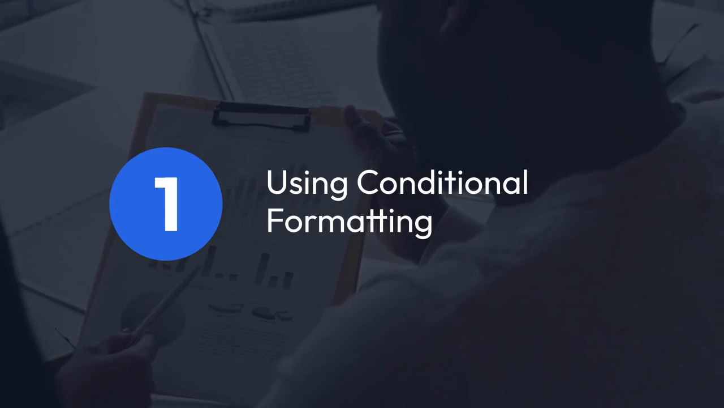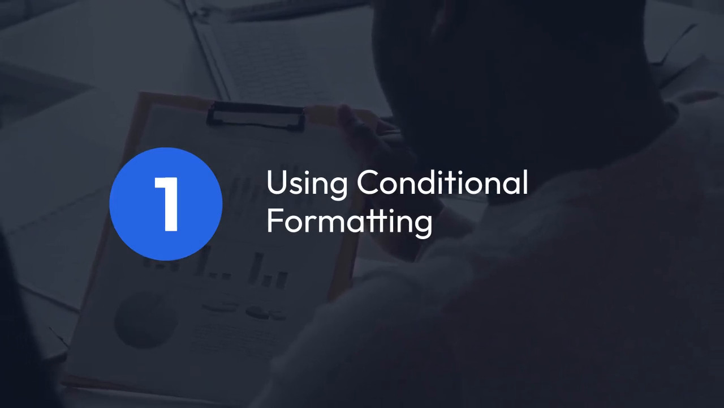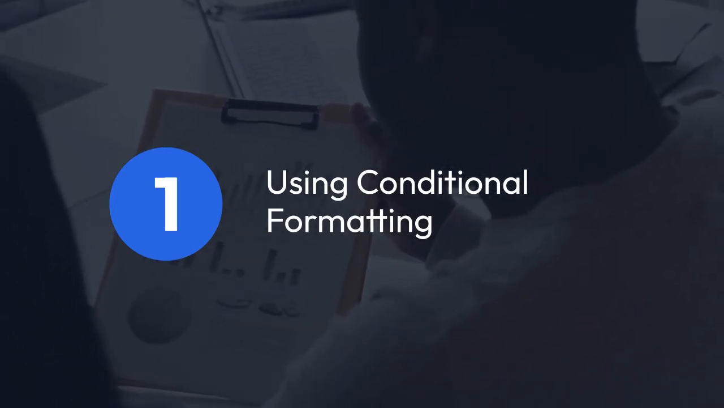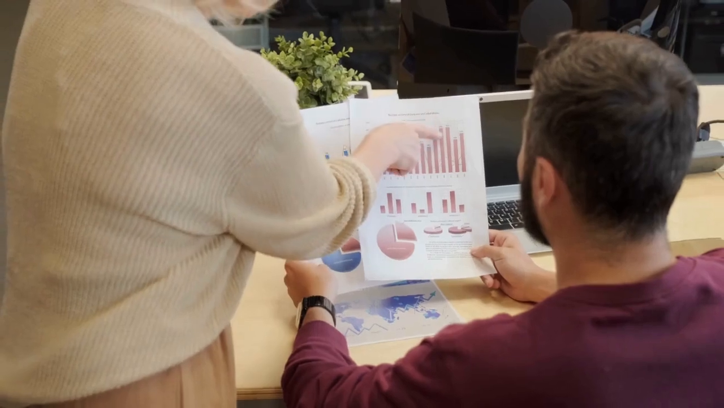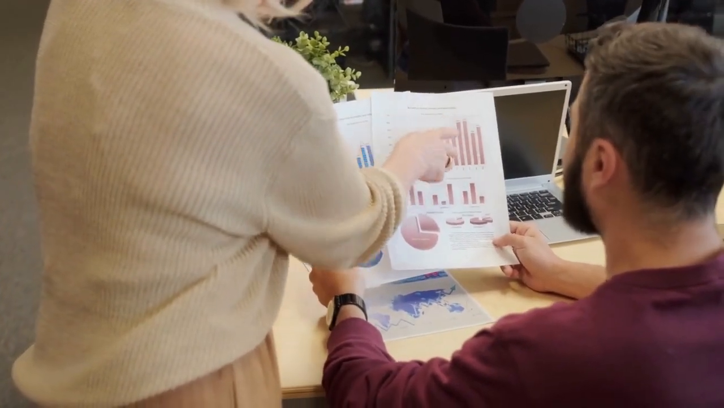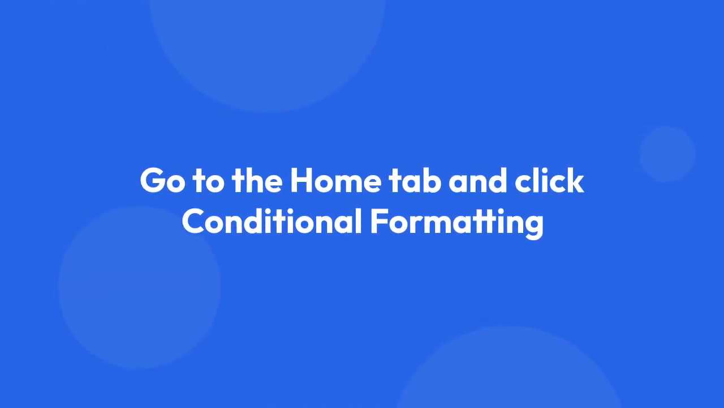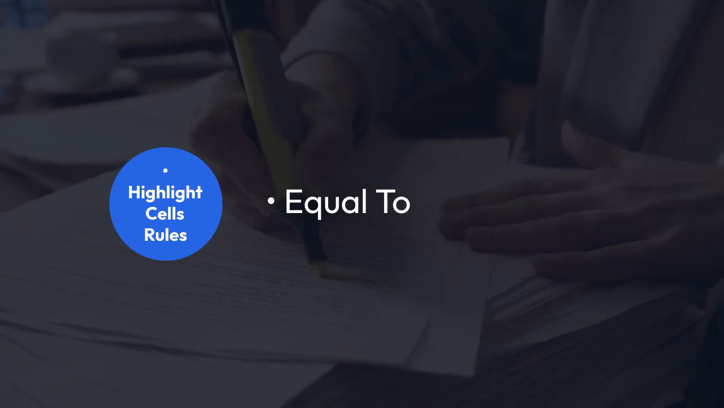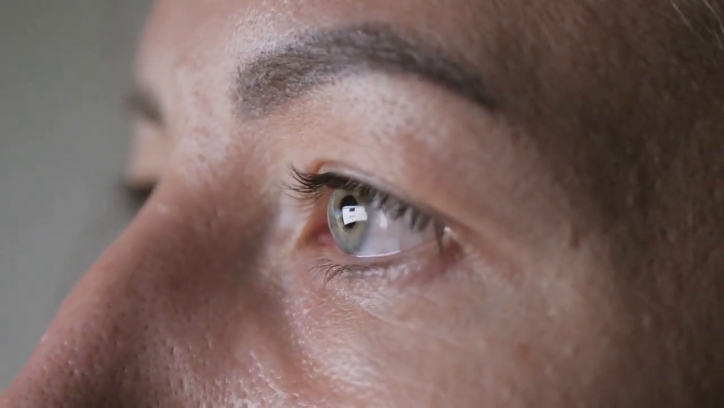Method 1: Using conditional formatting. This is a visual approach, ideal for quickly spotting discrepancies. Let's say your data is in columns A and B. First, select column A. Then go to the Home tab and click Conditional Formatting. Choose Highlight Cells Rules, then Equal To. In the box that pops up, enter =B1.